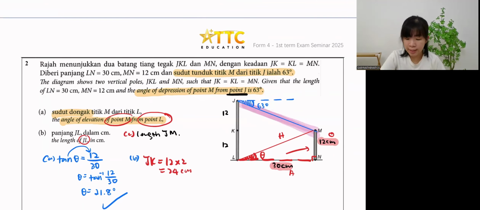Now, if this angle is 63, where else is also 63? So this is a horizontal line. We can add another horizontal line at M here. You draw a horizontal line. So if both are horizontal parallel lines, zigzag, so this angle will be 63 also, right? Okay, I want to find JM.